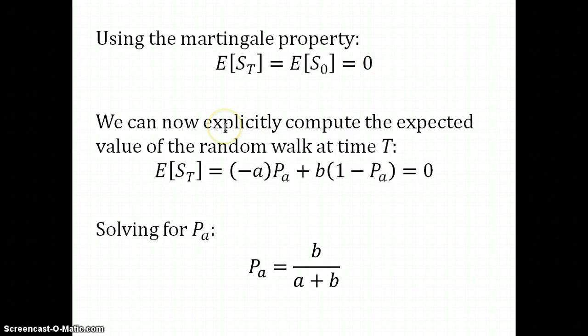So now we can compute the expected value of the random walk by substituting in the values of the random walk at the stopping time. It either takes on the value of negative a with the probability of hitting negative a first, or b with the probability of hitting b first. And this expected value equals 0. We can then solve for the probability of hitting a first, which is just the ratio of the value of the upper boundary, and the lower boundary.